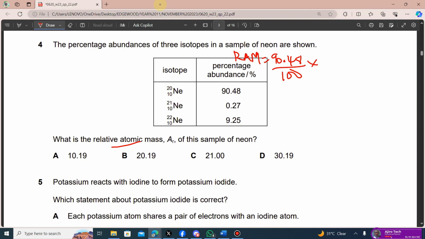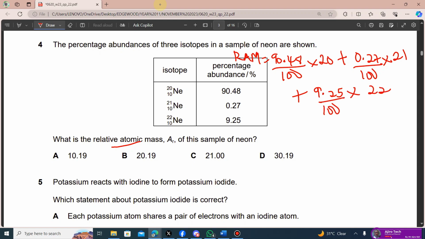So multiply that by the mass of the first isotope, which is 20, plus we pick the percentage abundance of the second isotope, which is 0.27 divided by 100, times the mass of the second isotope, which is 21, plus the percentage abundance of the third isotope, which is 9.25, divided by 100 and multiplied by the mass of neon at that point.